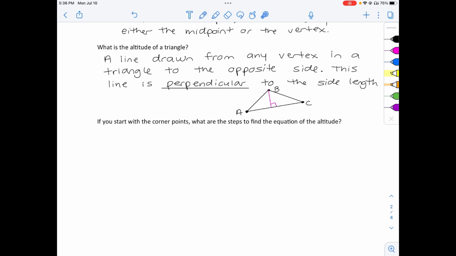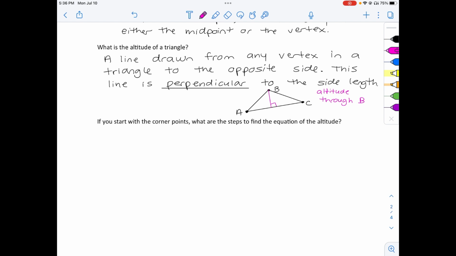And if you kind of turn the diagram to look and see if this was your base, really what this altitude is giving you is the height of the triangle. Okay, so again, if I gave you the corner points of the triangle, the coordinates of them, we would follow these steps to find the altitude. Okay, so I'm going to reference this example again as well, and this is the altitude through B. You can find it through A or C as well.